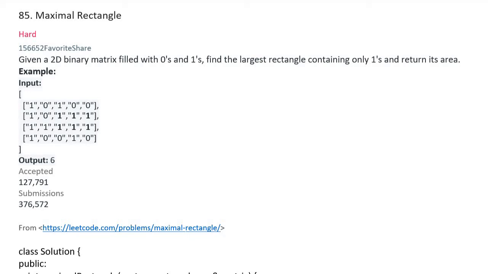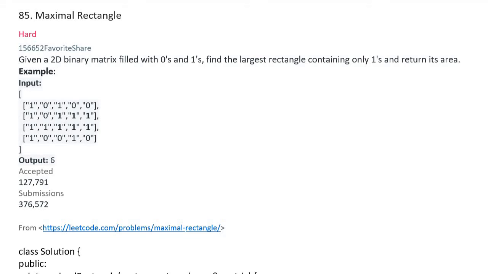Hello. Let's solve number 85, maximal rectangle. I'm going to read the problem. Given a 2D binary matrix filled with zeros and ones, find the largest rectangle containing only ones and return its area. Let's see the example.